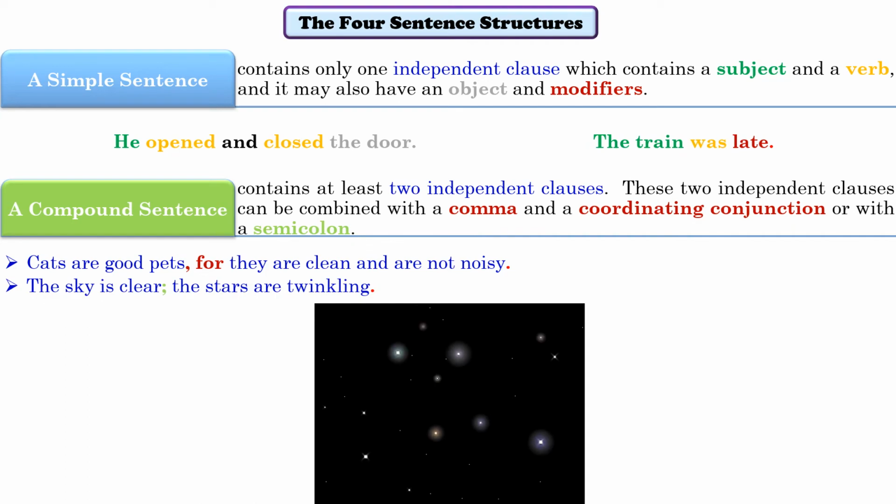The second example: the sky is clear; the stars are twinkling. You can see that in this compound sentence, we used a semicolon. The sky is clear, semicolon, the stars are twinkling.